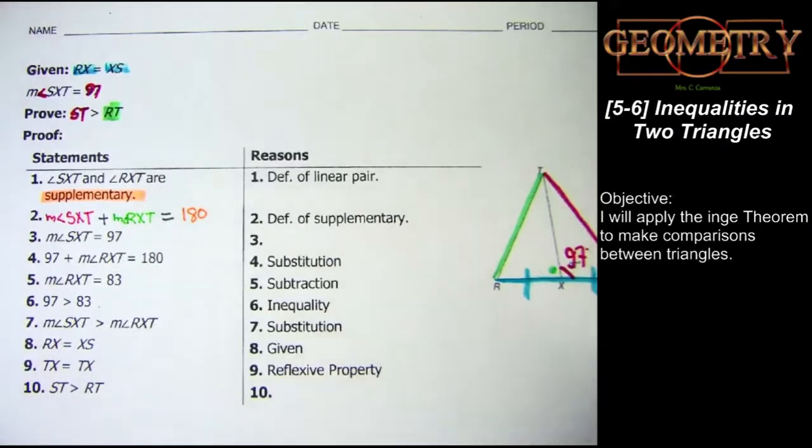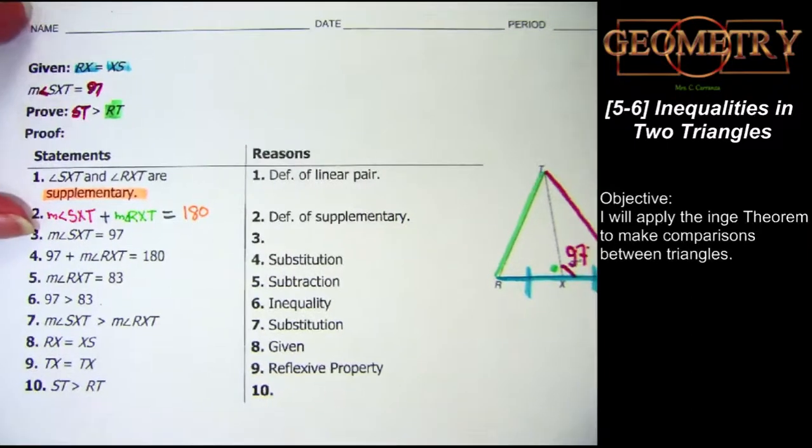Why did I just do that? Because when you're doing a proof, you have to show all the little steps. You can't just, poof, I'm going to subtract. Because the reasons are going to be like, well, why'd you subtract? And you'd have to go, well, because they add up to 180. And when you put it in this equation, you have to write every little step.